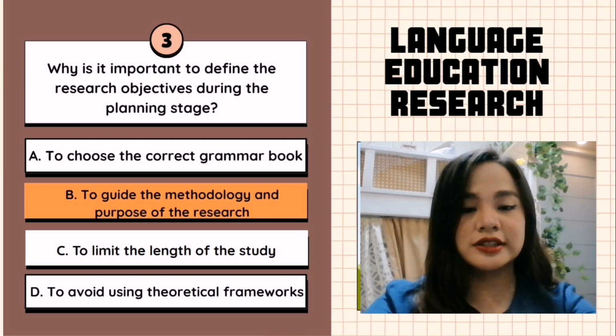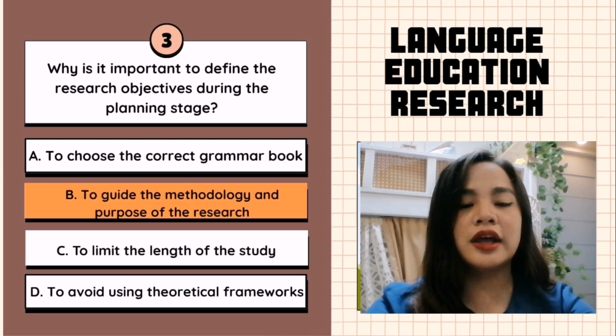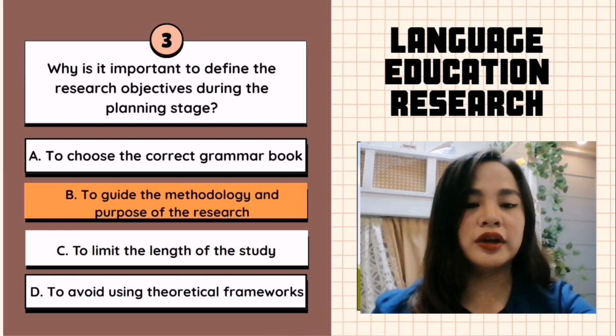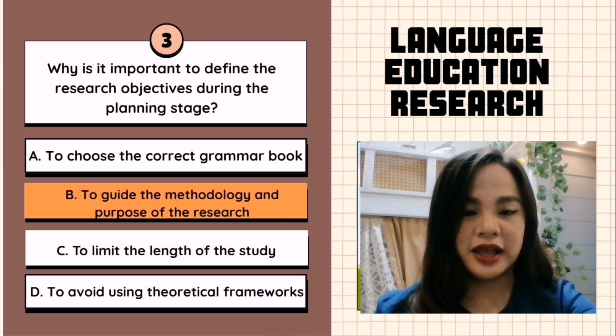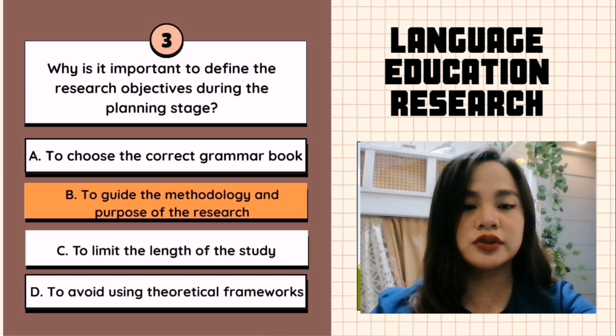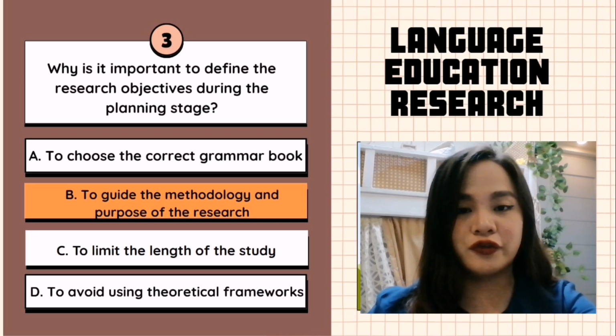So why are the other choices incorrect? Letter A is incorrect because choosing the correct grammar book is irrelevant to the research planning process. Choosing a grammar book is not a tool of language research. It reflects teaching, not research planning. Letter C is also wrong because, to limit the length of the study, while objectives may affect the scope, their main purpose is not to shorten or limit the study, but to clarify the research focus.